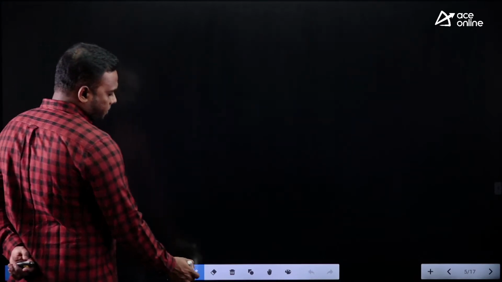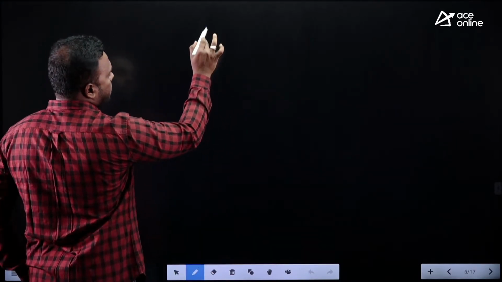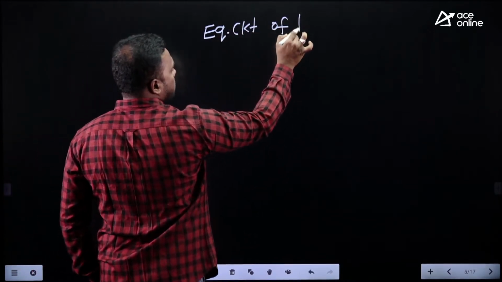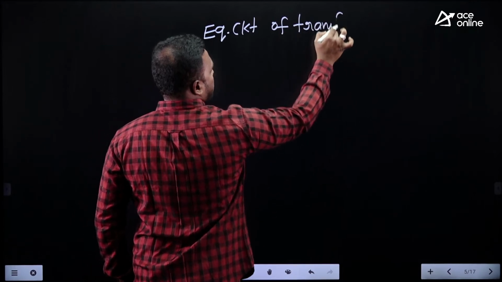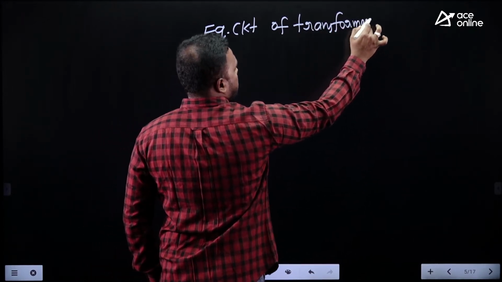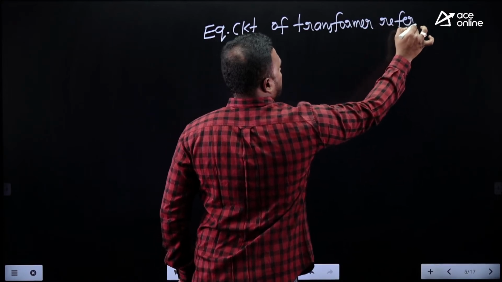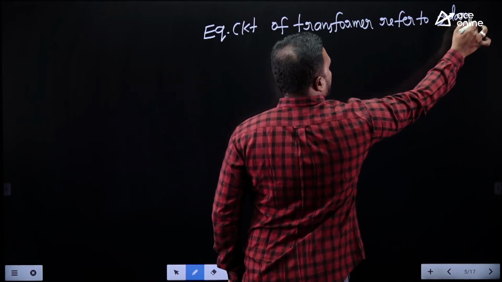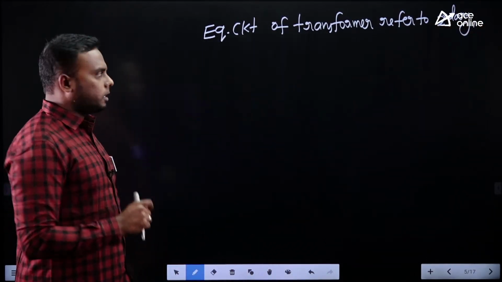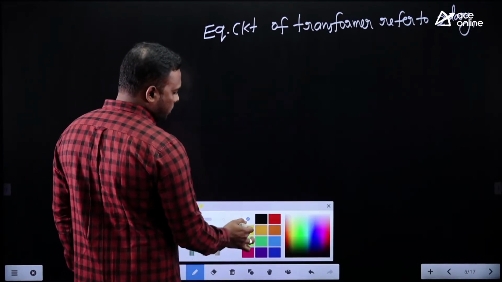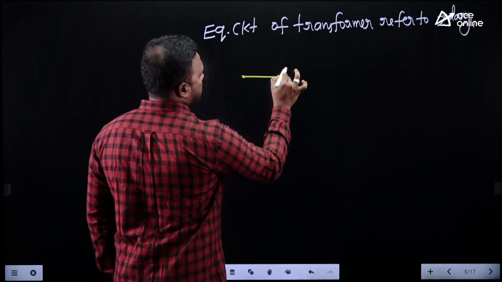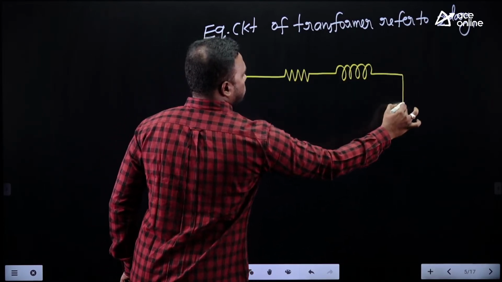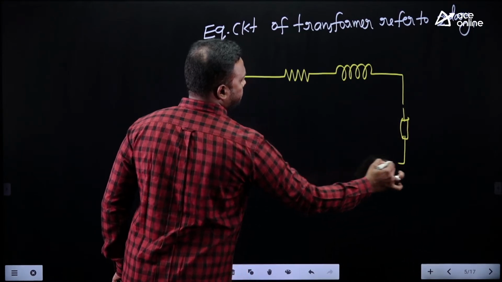Now let us consider the equivalent circuit of the transformer, referred to the secondary side. Here we neglect the no load branch or no load current. Now this is the equivalent circuit of the transformer referred to the secondary side. Total resistance on secondary R02 and total reactance on secondary X02. So this is our load condition.